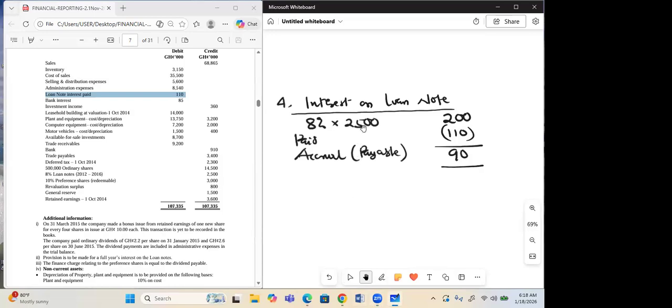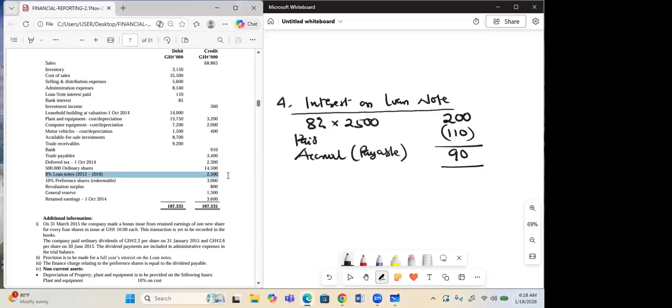Sir, please, the 8% loan note 2012 to 2016? That's the period within which they have to pay the loan. But we are looking for the capital. Are you getting it? The 2012 to 2016 means the period within which they have to pay the loan. But we are looking for the capital. Are you okay? Good. So let's go on.